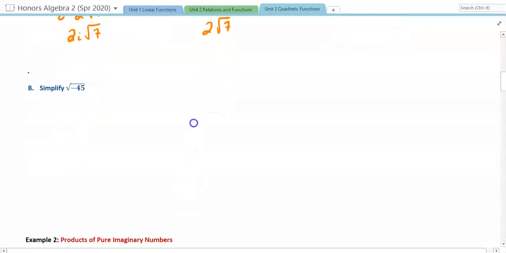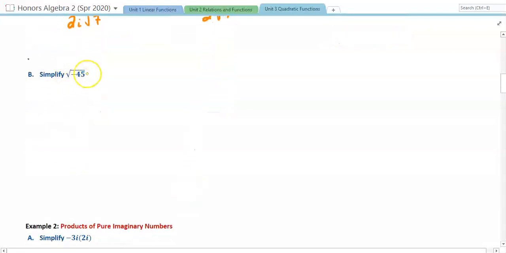All right, so try example B here. What's the square root of -45? I'm going to simplify it. So pause the video for a second and try this one.